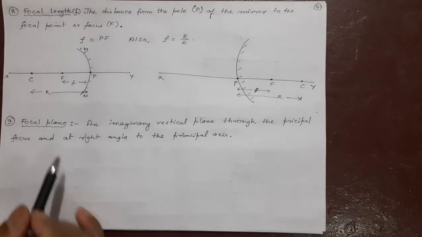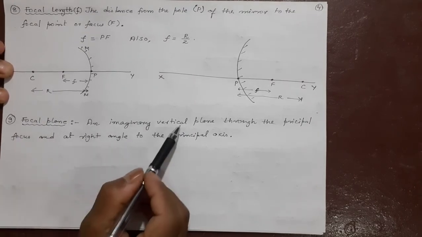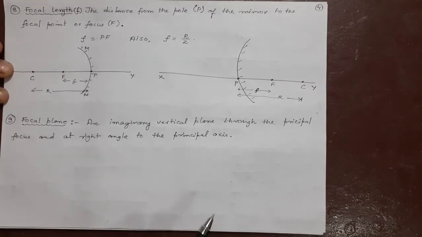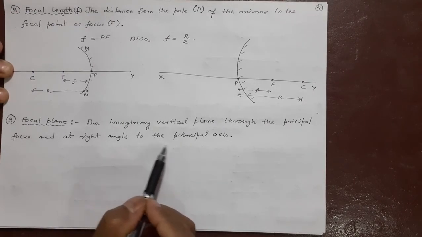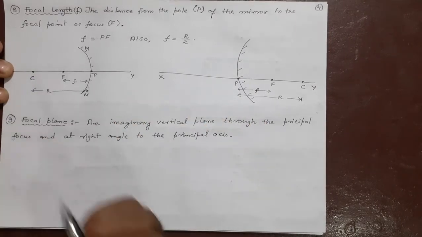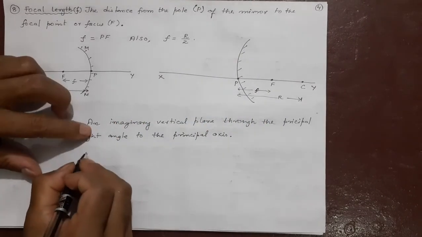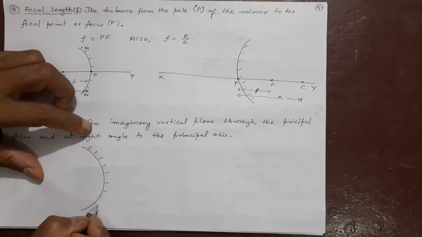Next is your focal plane. It's easy to understand. Focal plane is an imaginary vertical plane. It is not real, you cannot see it. It passes through the principal focus and is at right angle to the principal axis. Let's see how you can see it. In the case of a concave mirror, it will be easier.